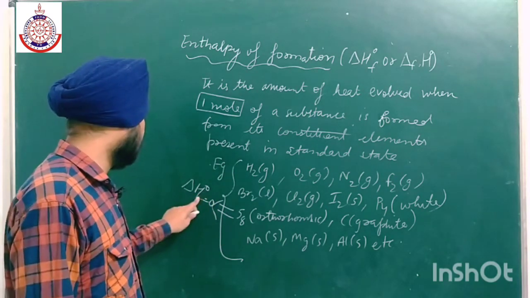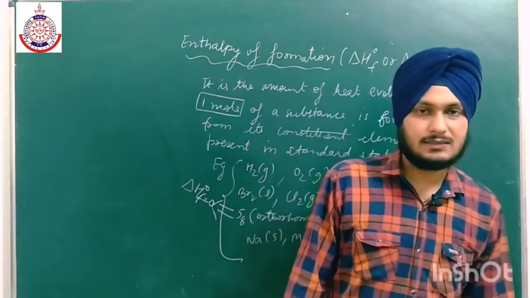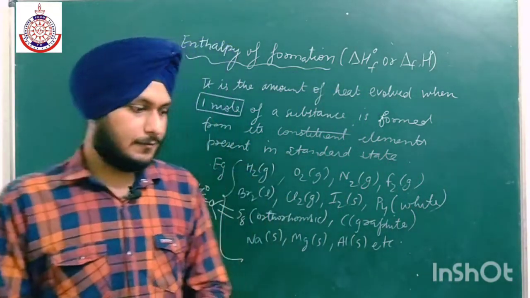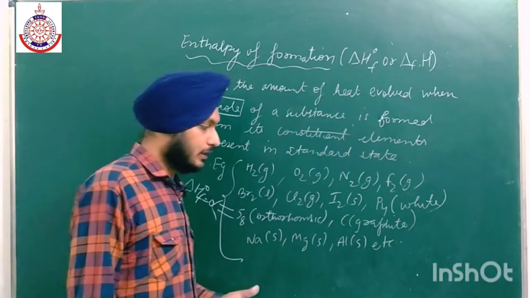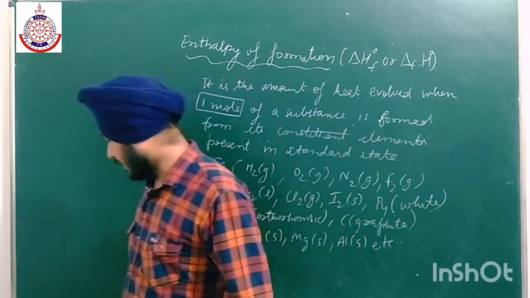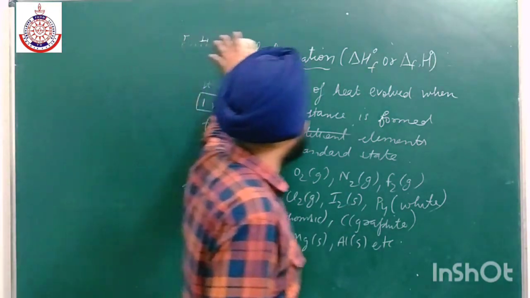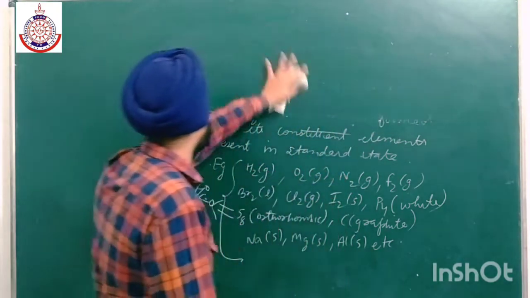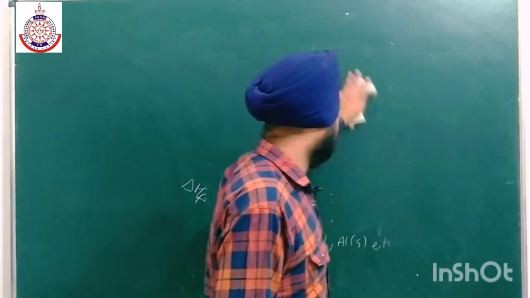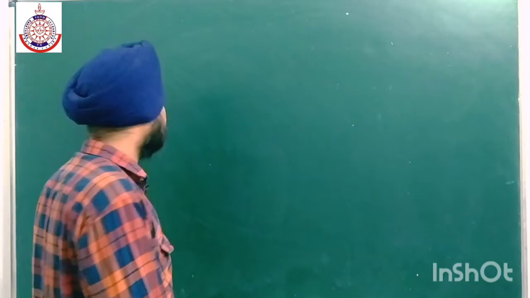Okay, delta HF naught is taken to be 0 for all the elements which are present in the standard state. One more thing, enthalpy of formation is helpful in calculating the heat of a reaction, and we have the formula for the heat of the reaction in terms of enthalpy of formation as delta H naught reaction is equal to delta HF naught of product minus delta HF naught of reactant.